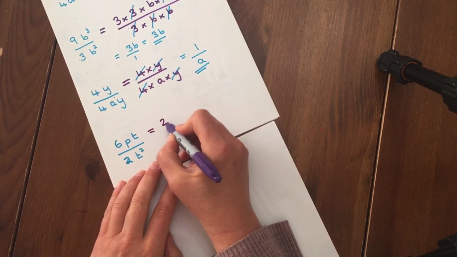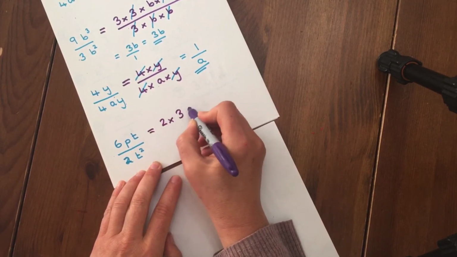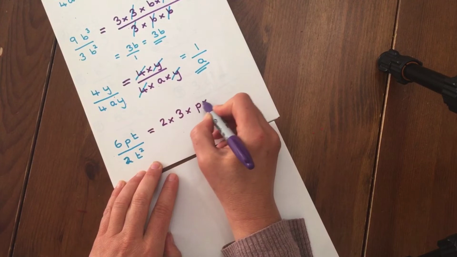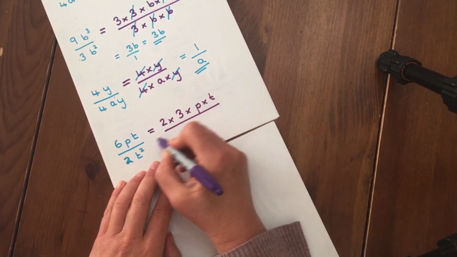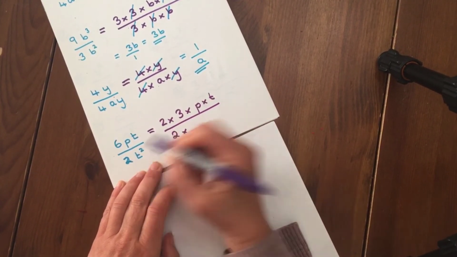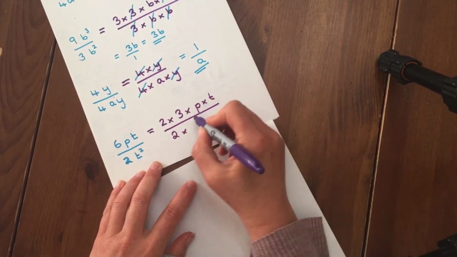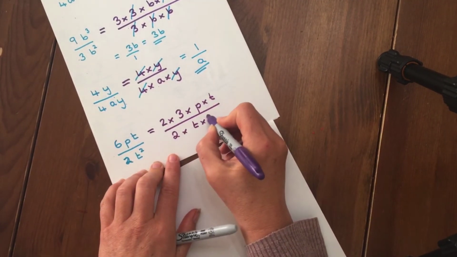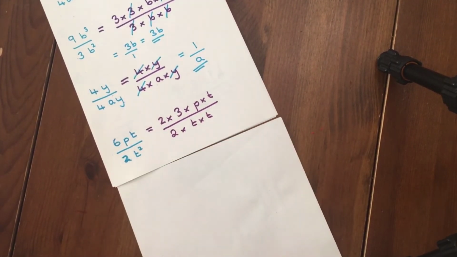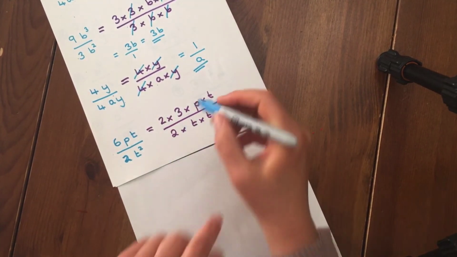6, I can split 6 up into 2 times 3 times p times t. I've got 2 on the bottom. Now t squared, what is t squared? Yep, well done. T squared is t times t. Right, now I've split them all up.